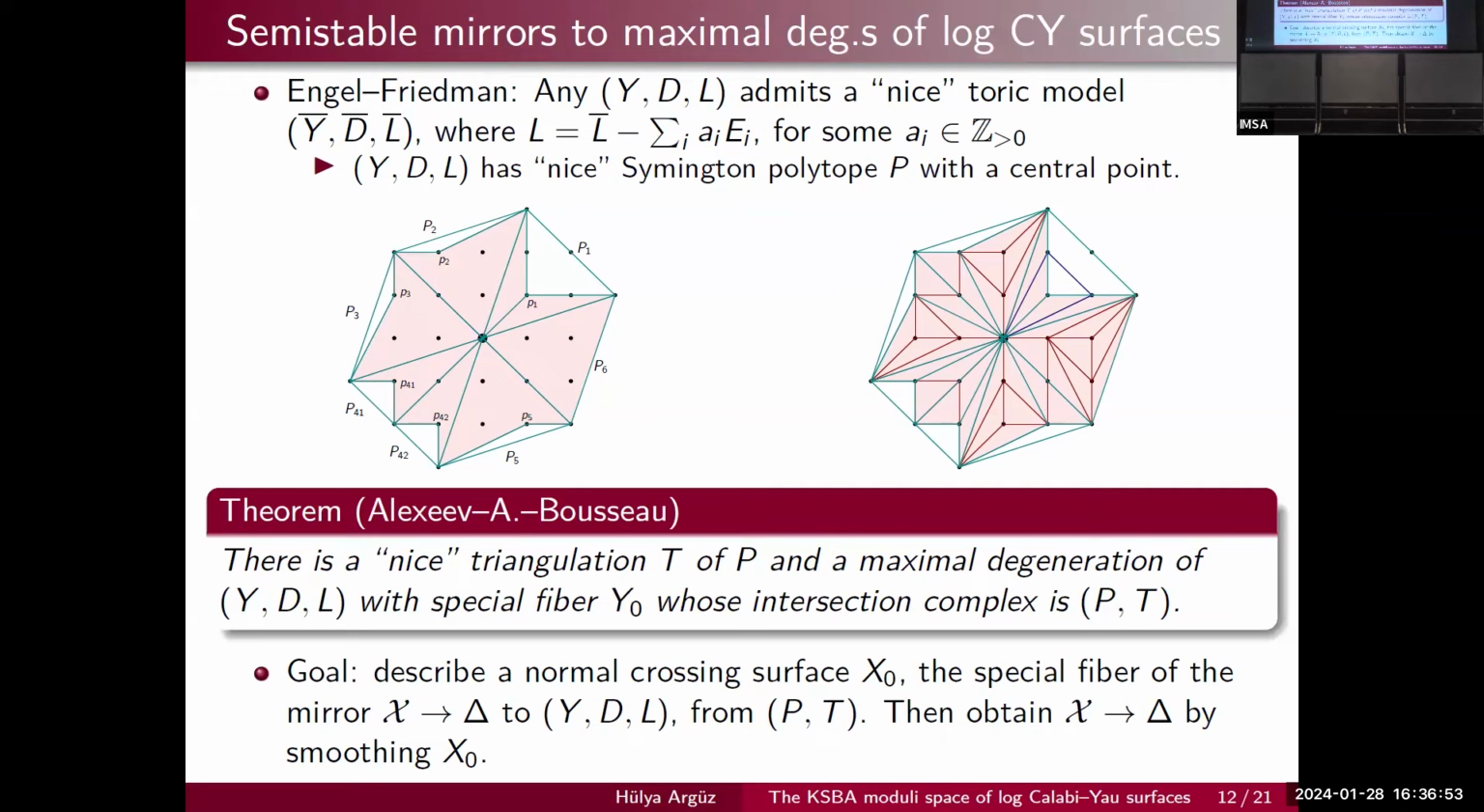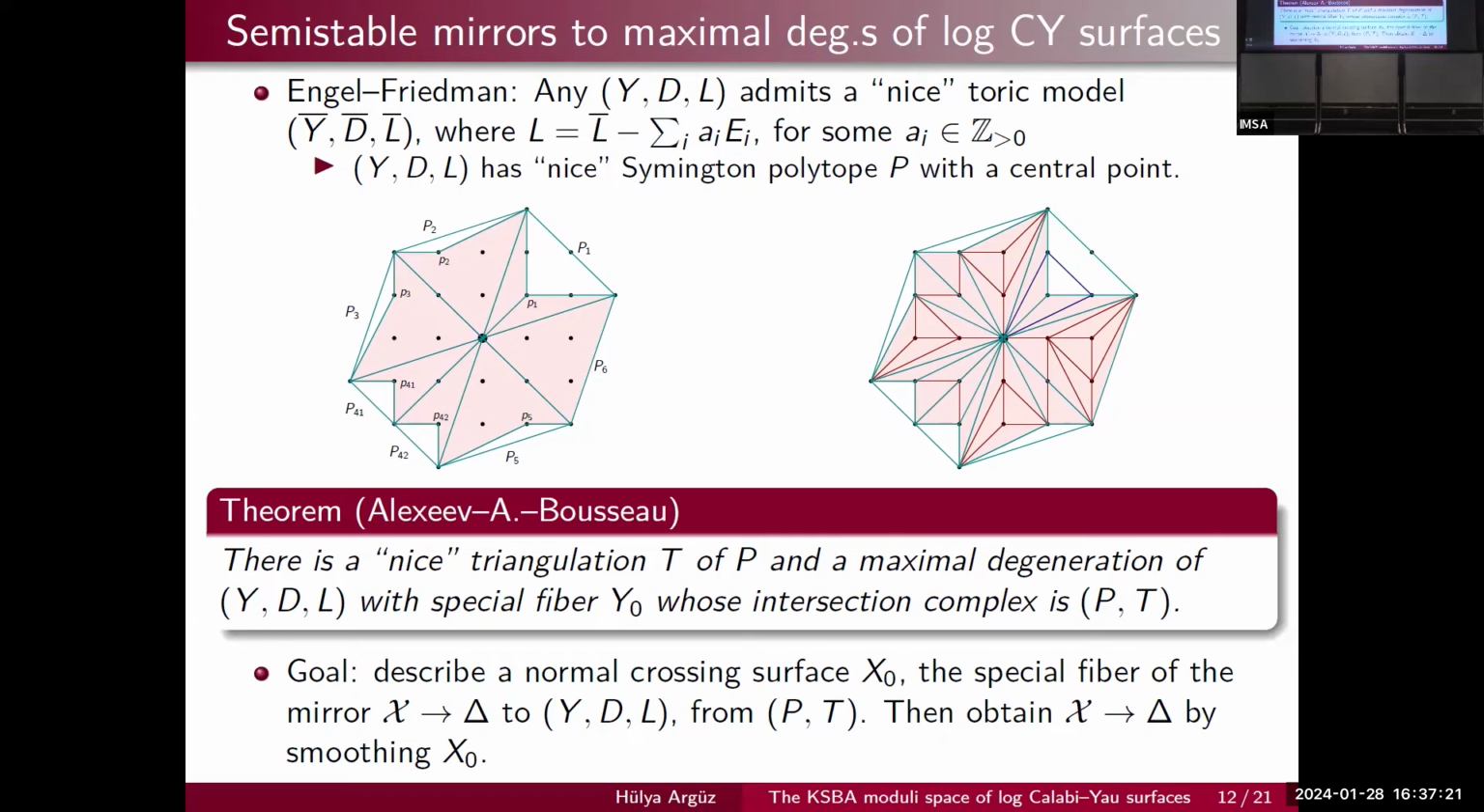Here are some pictures, so you'll appear in our paper. The way we drew the triangulation is we join the central point to the tips of the triangles you cut out, and then there's some pulling construction. So we show you can always find some triangulation of your Samington polytope into triangles of size 1, it determines the maximal degeneration whose intersection complex is this.